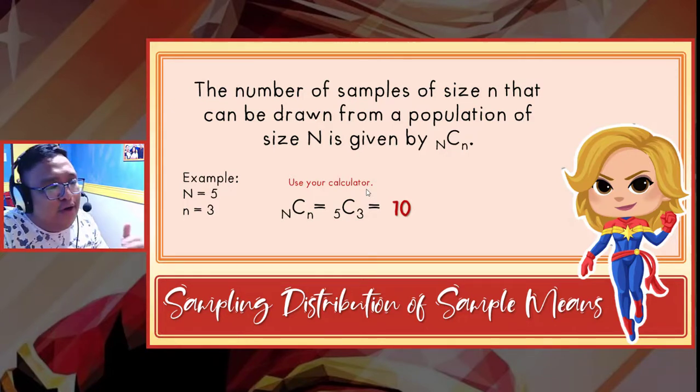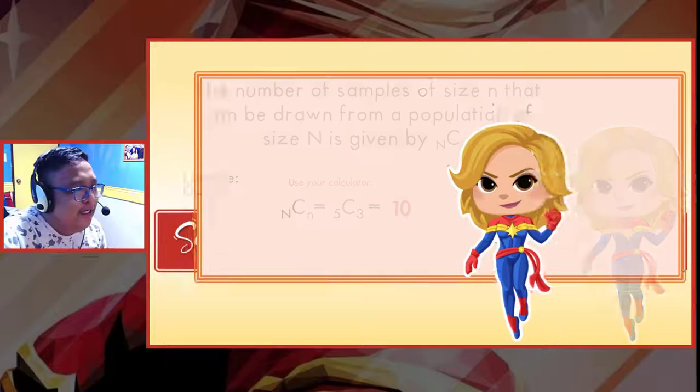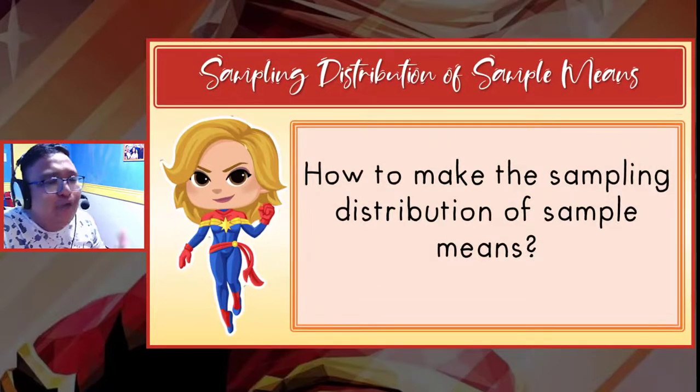Alright? So, simple lang, gumamit tayo ng calculator or pwede kayong mag-resort sa ating mga web-based calculator. Search nyo lang, combination calculator. Alright? So, let's move on. Now, how to make the sampling distribution of sample means. Naghanda ako ng iba't ibang steps para mas maging madali.